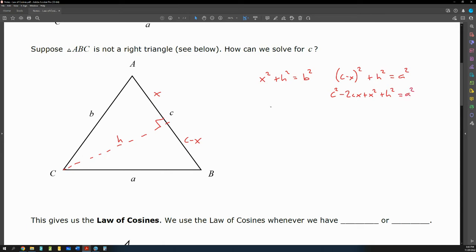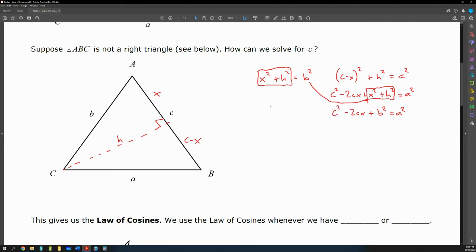Okay? Well, there's something that I notice here. This quantity here, X squared plus H squared, we already know what this is, right? We have another equation that includes that expression, X squared plus H squared. So what we can do is substitute the equivalent expression, B squared, anywhere that we see X squared plus H squared. So we have C squared minus 2CX, and then plus our B squared. So that's that substitution there, equals A squared.